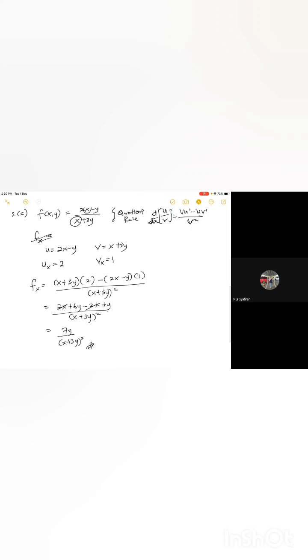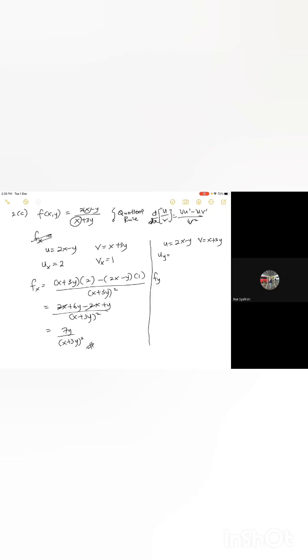Okay, so this is your fx. So for fy, do the same technique. Your u will still be 2x minus y. Your v must be x plus 3y. Okay, however, if you want to find fy, your u must be differentiated with respect to y as well.